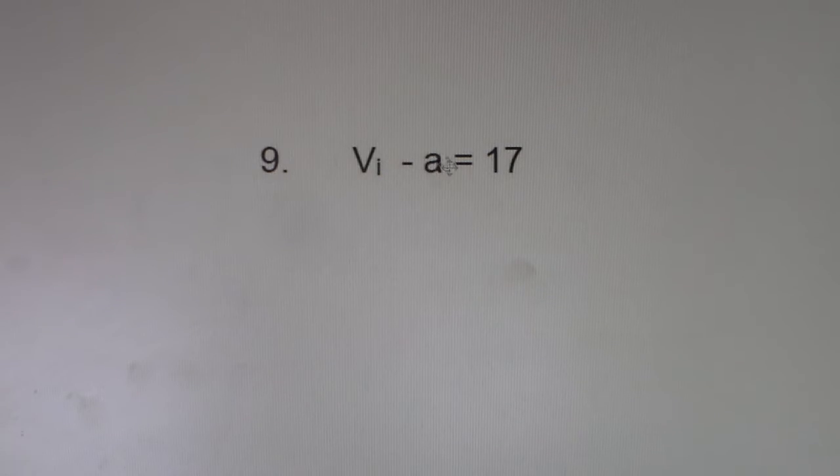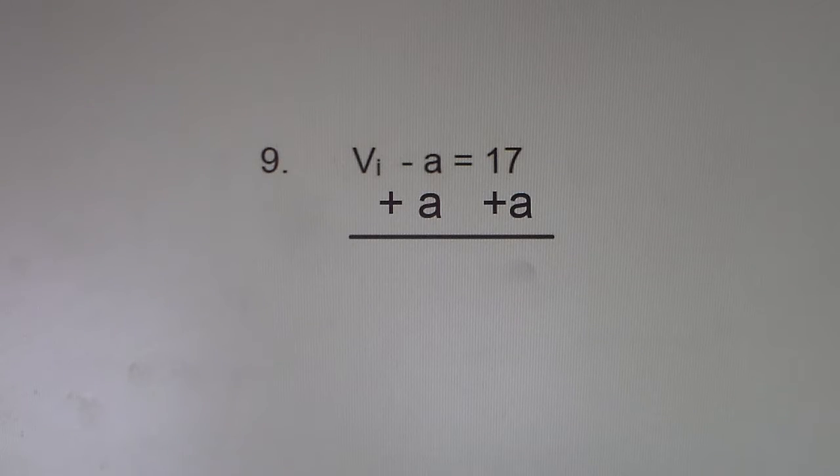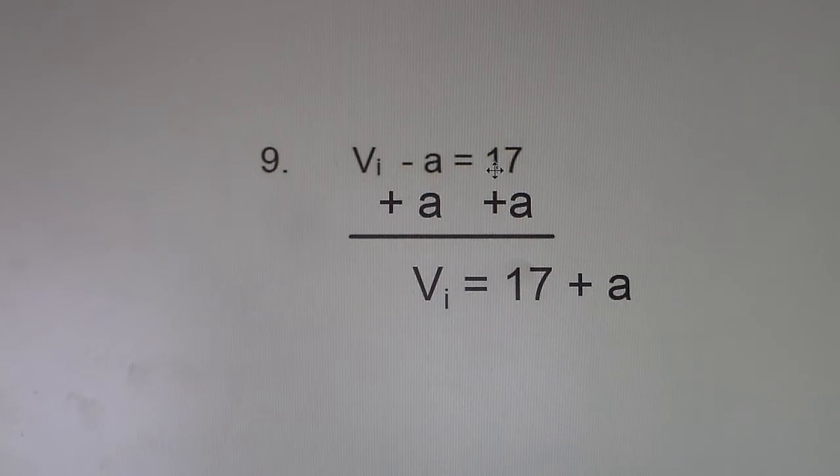Now we're incorporating multiple variables in here. No worries, we still have to get the initial velocity by itself, so we add a to both sides, like so. The minus a and the plus a cancel out, so the initial velocity is by itself. And since 17 and a are not like terms, we just write it horizontally, 17 plus a.